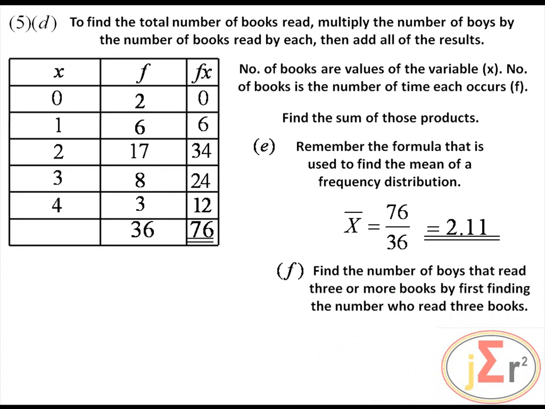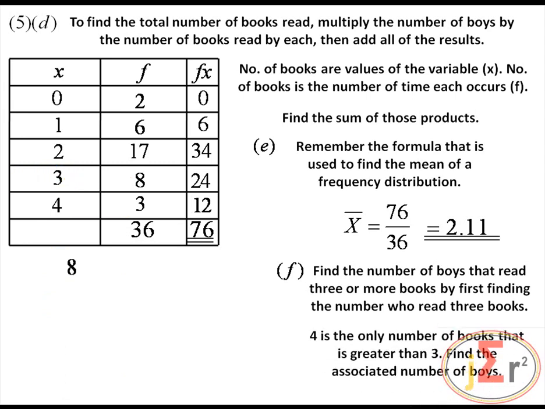What is the probability that a boy chosen at random read 3 or more books? Find the number of boys who read 3 or more books by first finding those who read 3 books. So we start at those who read 3 books. And how many do we have? 8. So 4 is the only number of books that is greater than 3. So we are making use of that 4, which is the only number that we have that is greater than 3. So we are saying 3 or more. We start at 3, then we move to more than 3, which is we have 4 is the only number of books that is read that is greater than 3.